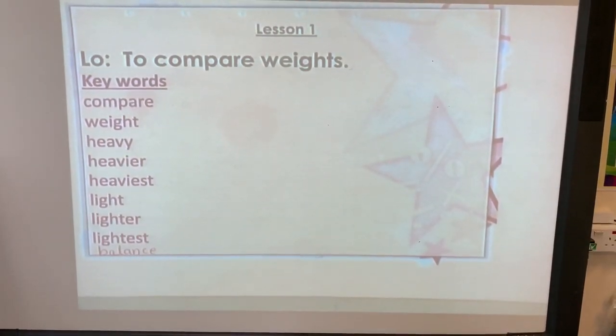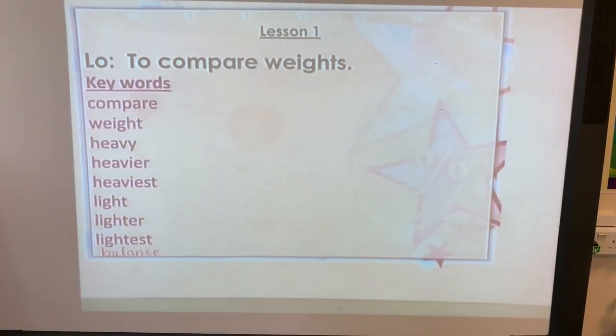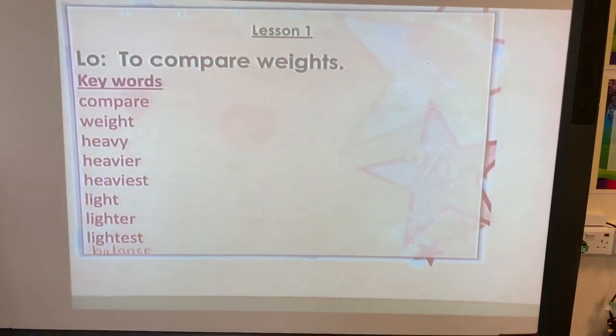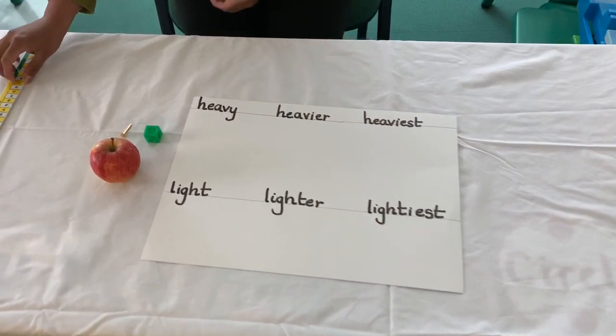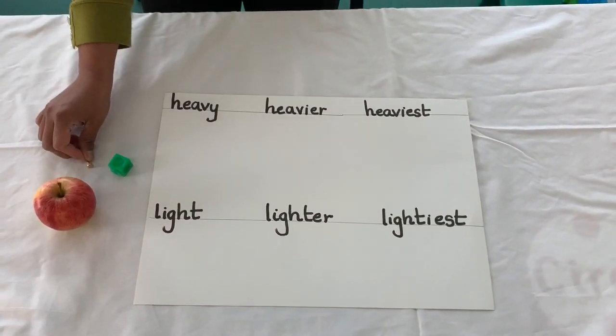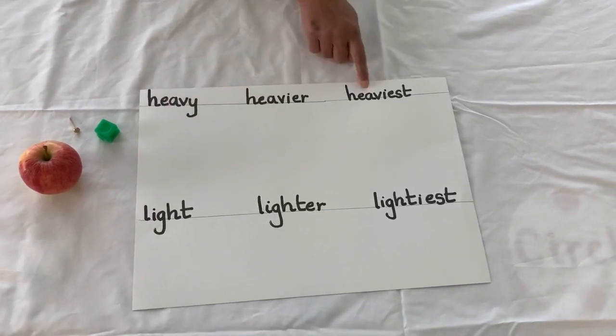Okay, now what's meant by heavy, heavier, and heaviest? How can we compare those three words? We're going to look at those words and see whether we could compare them. Here I have three objects on this table. I've got an apple, I've got a multilink cube, and a split pin. Now look at these words that I've written here: heavy, heavier, heaviest.